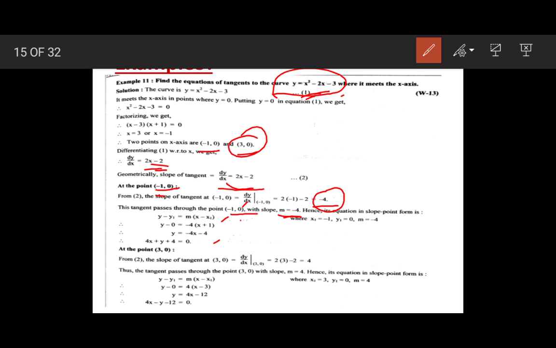Now at (3, 0), we put x as 3, so we get slope dy upon dx as 4. Again to find the equation of tangent, we apply the formula y minus y1 equal to m into x minus x1. So y minus 0 is equal to 4 into x minus 3, so y is equal to 4x minus 12, that means 4x minus y minus 12 equal to 0. So there are two equations: at the point (minus 1, 0), slope is minus 4 and equation is 4x plus y plus 4 equal to 0. And at (3, 0), slope is 4 and equation is 4x minus y minus 12 equal to 0.